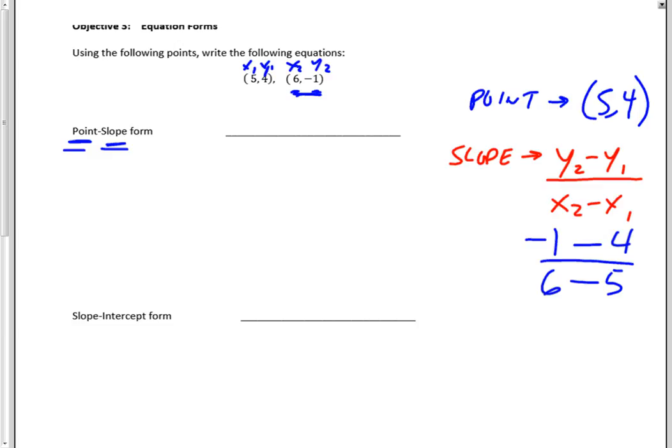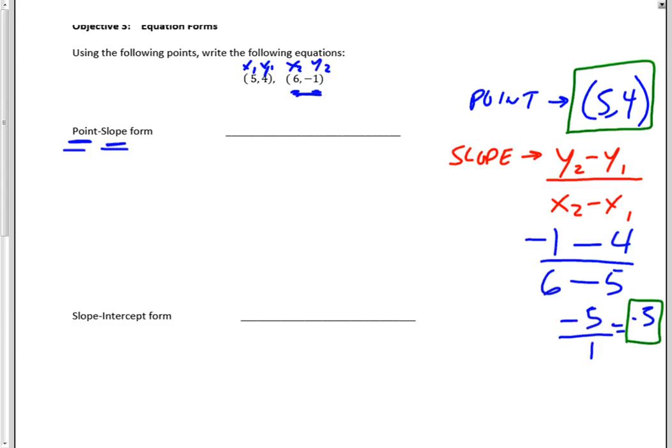What's -1 minus 4? -5. And what's 6 minus 5? What is -5 over 1? So just write -5. That is not my answer, but put a box around -5, put a box around this. Do I now have a point and a slope?